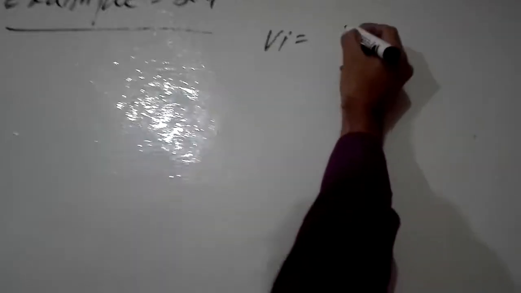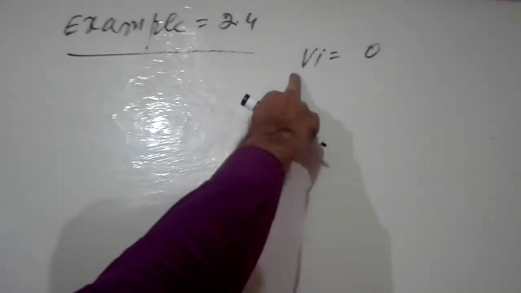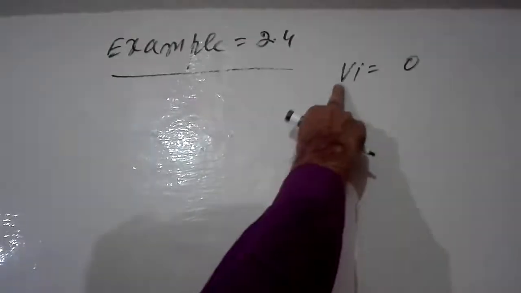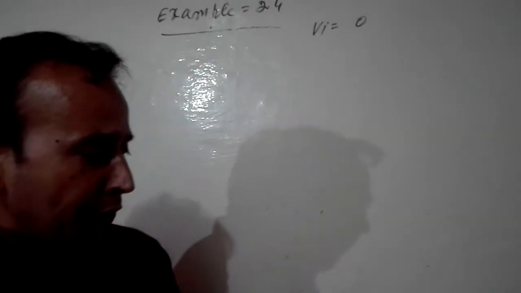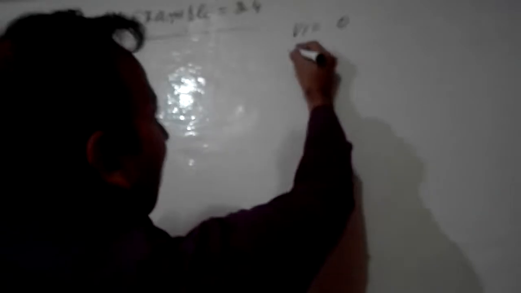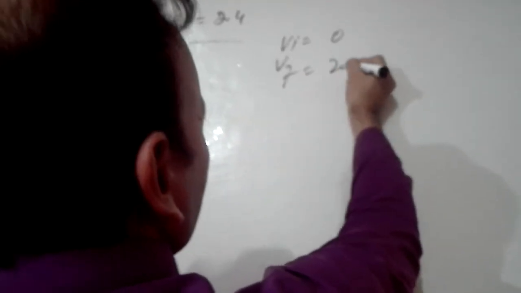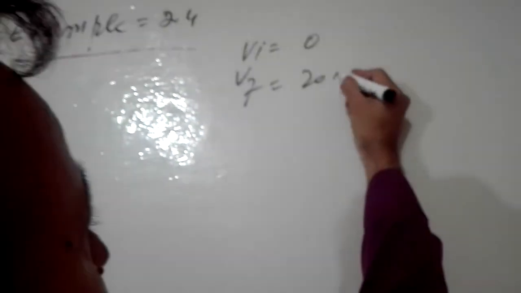You will write initial velocity 0. You need not write the full word, because it is understood Vi stands for initial velocity. You will write Vi = 0, because he said a car starts from rest. Its velocity becomes 20 meter per second. It means now it is his final velocity. So I will write Vf equals 20 meter per second.